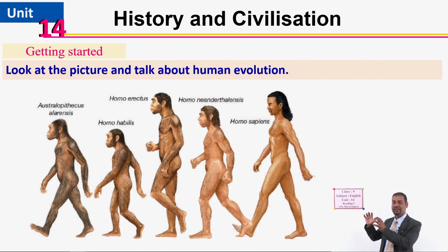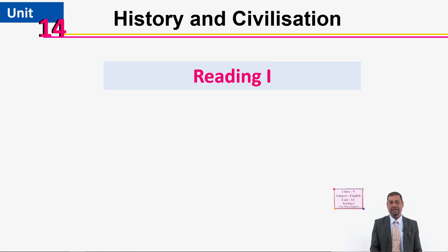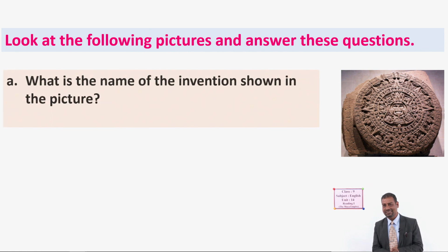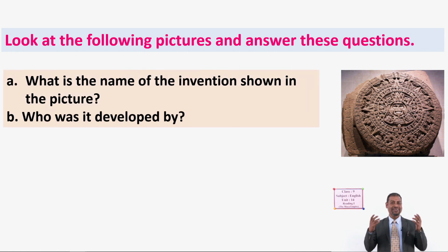We live in houses, we cook food, we wear nice dresses, but many years ago in ancient times, people did not do that. It means, I hope you might have guessed, we are going to talk about history and civilization. Have you got it? Now we are going to start Reading 1, and under Reading 1 we have what? Can you tell me? Okay, don't worry.